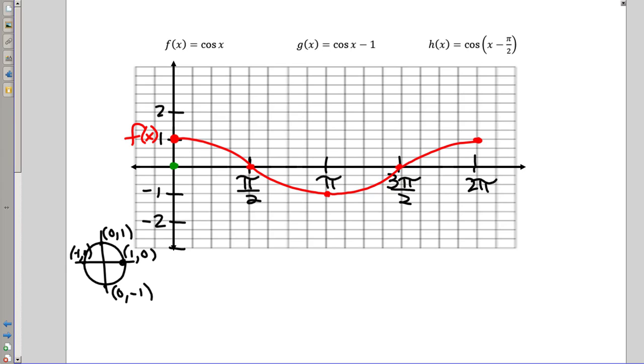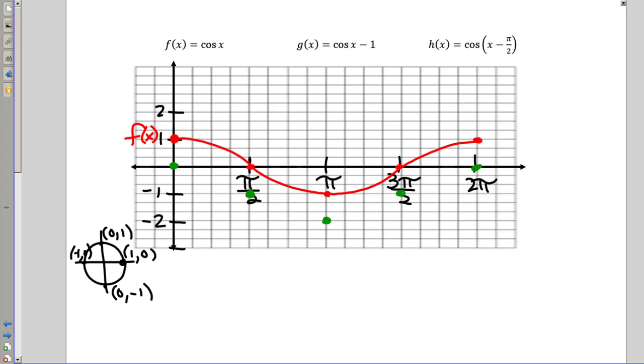And then I'll go to the next value, which is pi over 2, and at pi over 2 the value of cosine is 0, so I'm going to take 0 minus 1. And then at pi I have the point (pi, -1), so then I'll go down 1 from that. And then keep moving around so that we get all of the points 1 unit down.